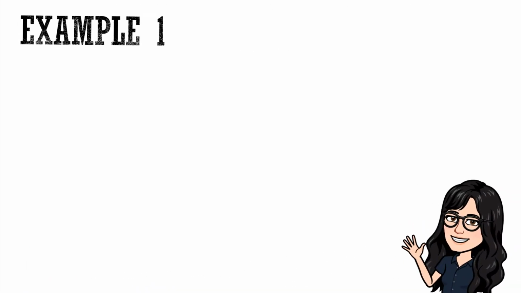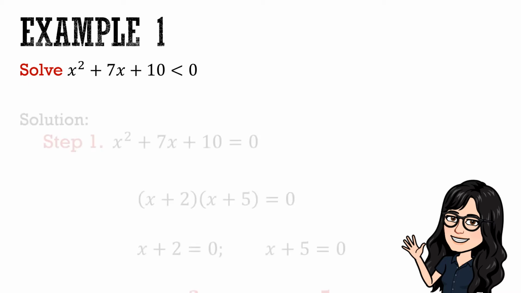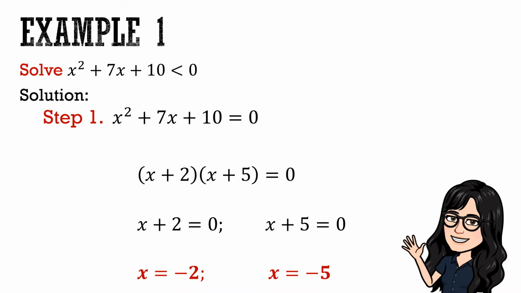Example number 1. Solve x squared plus 7x plus 10 is less than 0. Solution. Step 1. Transform the inequality into a quadratic equation. x squared plus 7x plus 10 equals 0. Factor the given equation. The quantity x plus 2 times the quantity x plus 5 equals 0. Equate both factors to 0. So we have x plus 2 equals 0 and x plus 5 equals 0.